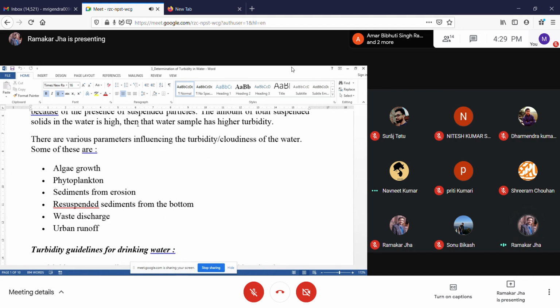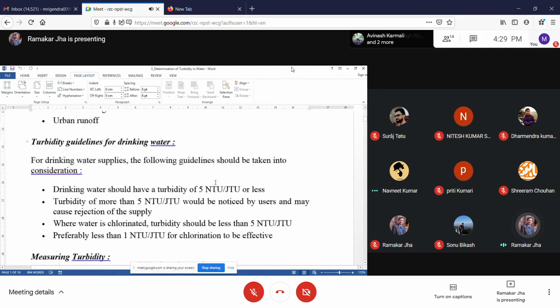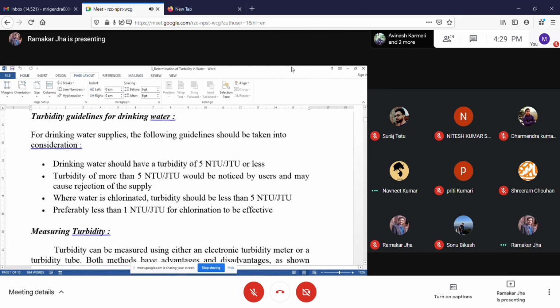वेस्ट डिस्चार्ज, जो हम नाले का पानी डालते हैं, एंड अर्बन रन ऑफ. शहर जब बारिश होती है, देन ऑल द वाटर गोज एंड देन इट इज ऑल्सो बिकमिंग very very dirty, and it looks highly turbid. Now what is the guideline? How much turbidity is allowed? How much turbid water you can drink? So not more than 5 NTU, that is the unit. And this water should not be supplied.